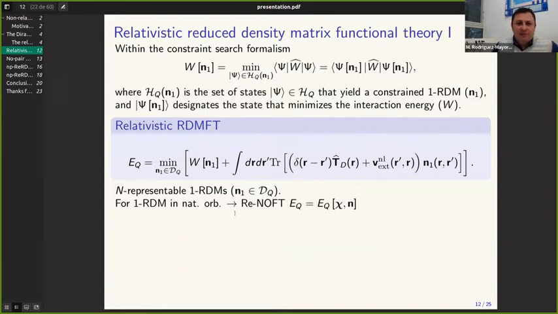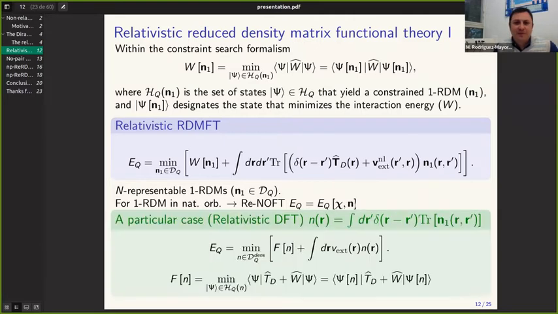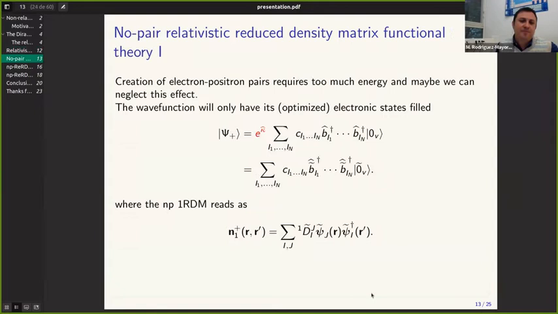In the particular case when we have natural orbitals and occupation numbers, we will have a functional of the natural four-component spinors and of the occupation numbers. And a particular case of this functional is when we have a local external potential, so we will have relativistic DFT. But now in the case of relativistic DFT, as it happens in the non-relativistic domain, we need to include the kinetic energy also in the constraint search.